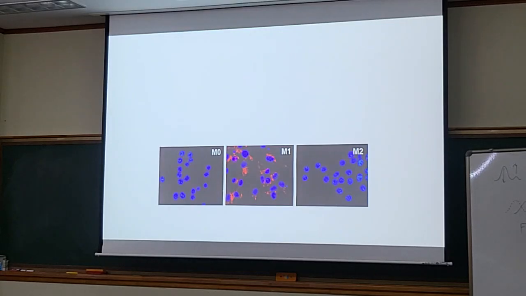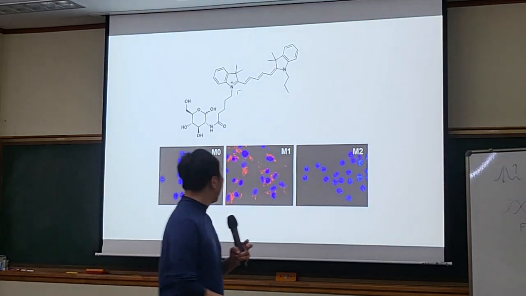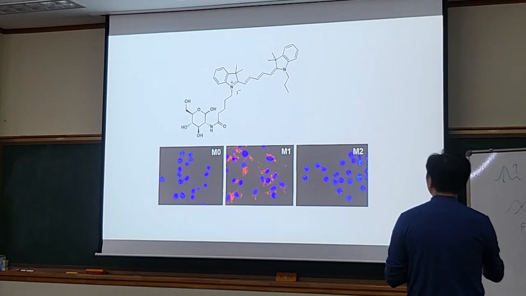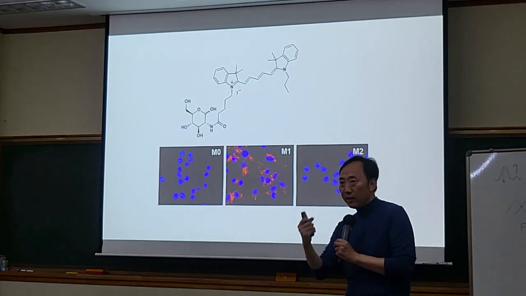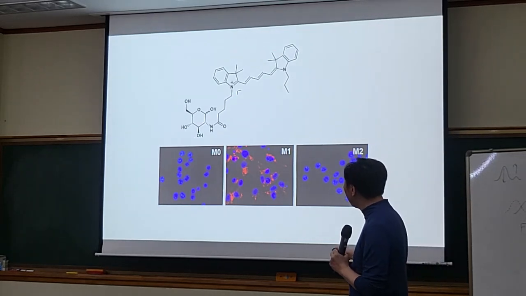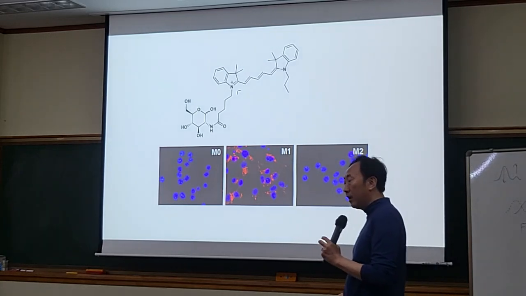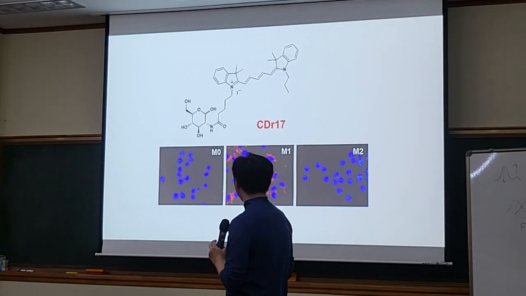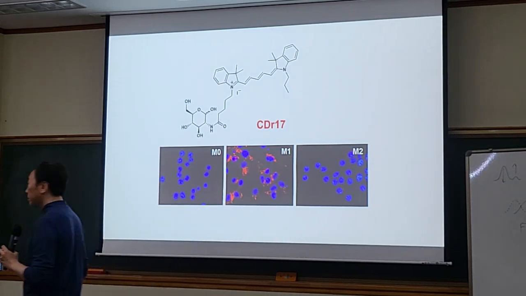When we tried, fortunately we found one dye that binds only to M1, not M2, not M0. The compound structure is like this: a glucose backbone and a Cy5 structure. The funny thing is, glucose is this size, and Cy5 is almost double the size. Still, it seems GLUT recognizes this part and takes up the whole thing in. This compound we call CD17, with the red color.